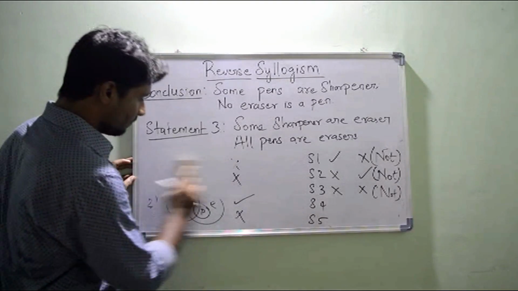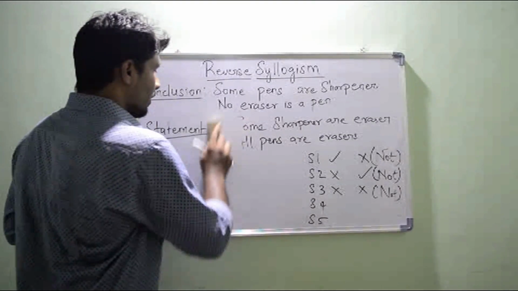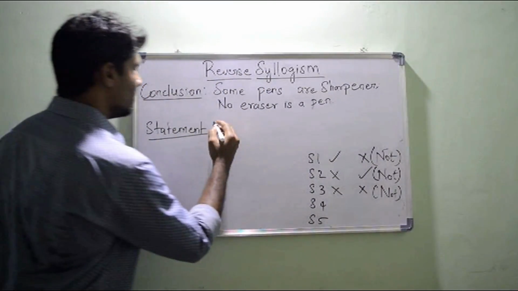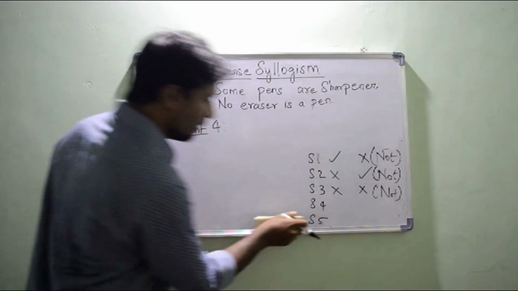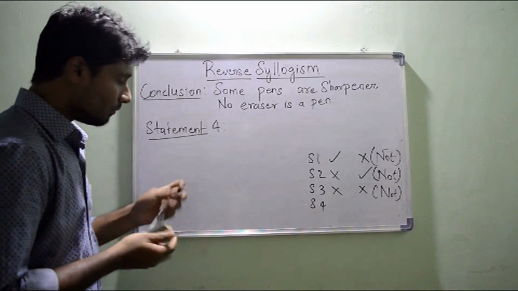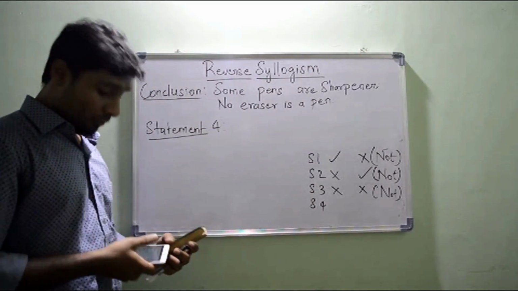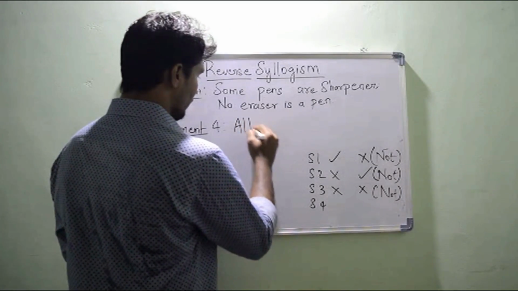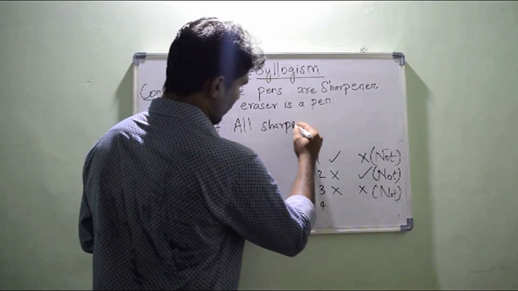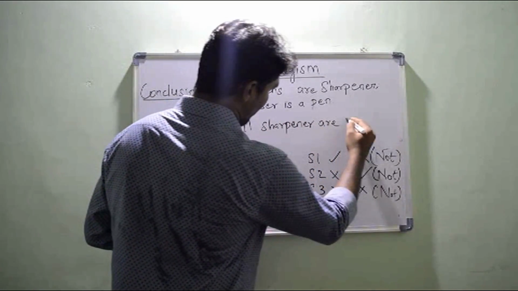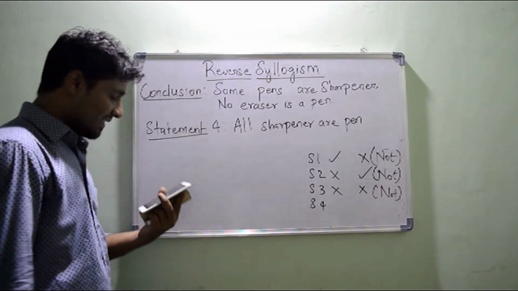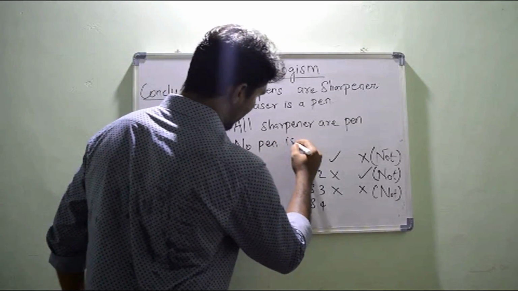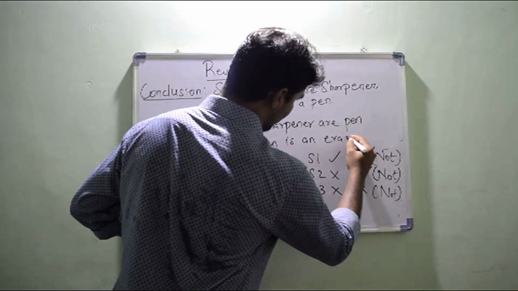Again, one more thing. As I told, there are 4 statements given for a single question for the same conclusion. So I'm just going to write statement 4. And I think we can stop with statement 4 itself. Statement 4 states that all sharpeners are pens. My first statement. Second is no pen is an eraser.